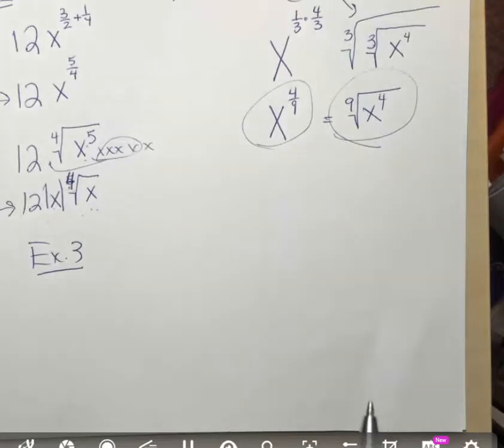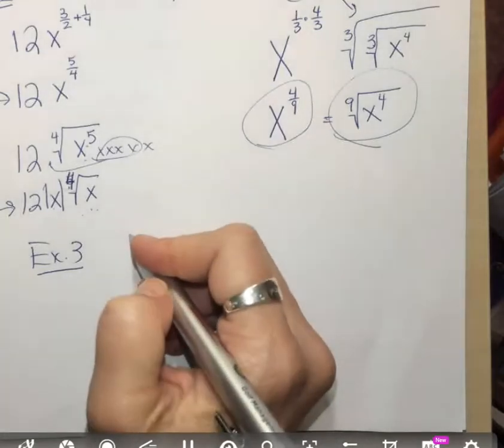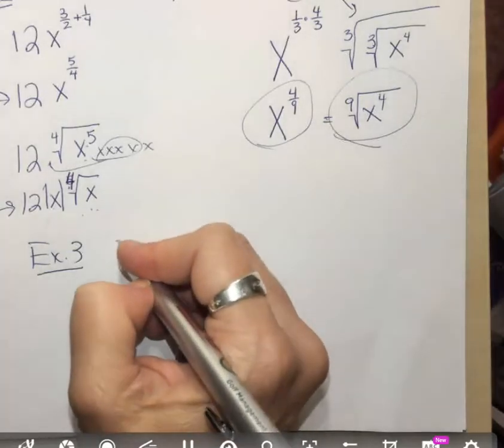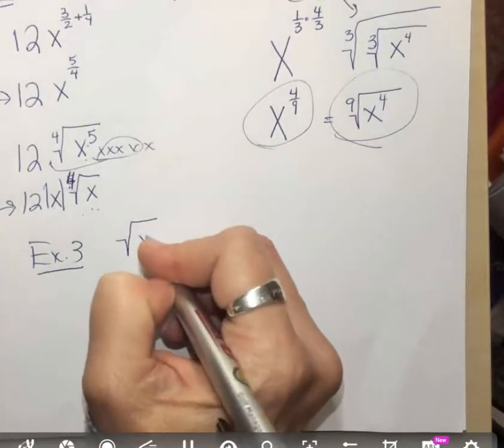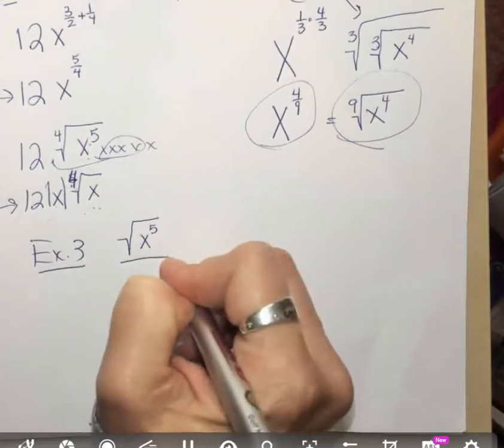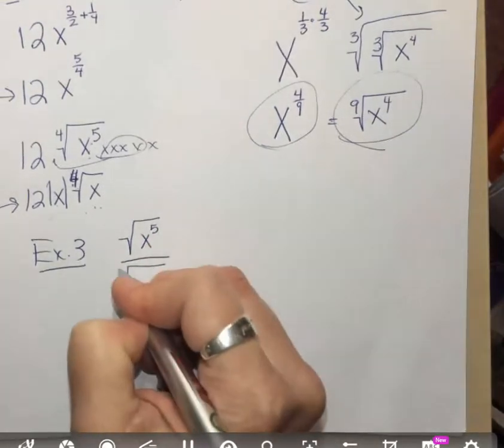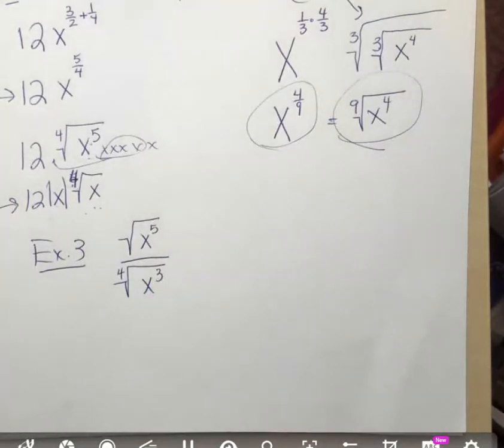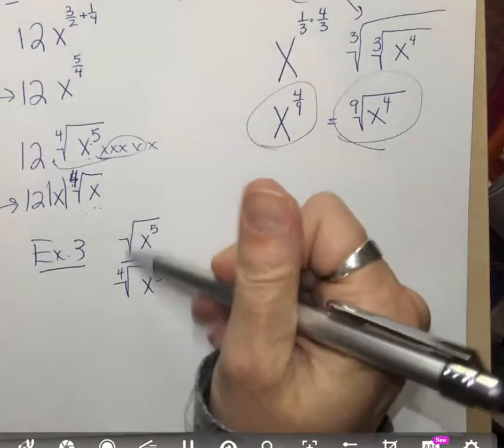Oh, let's do this one. What if I have the square root of x to the 5th divided by the 4th root of x to the 3rd? All right, so right now I have different radicals.